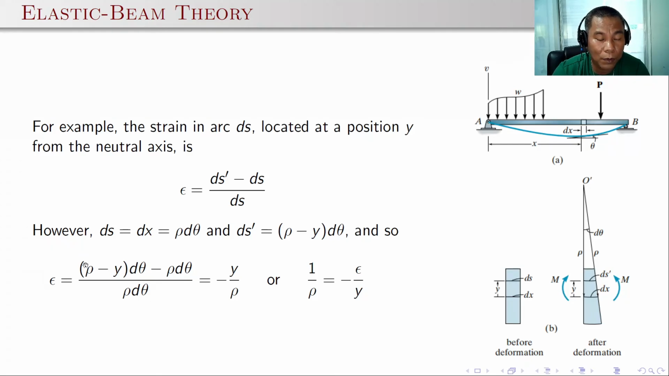If you have to redistribute or distribute this term, then rho d theta minus rho d theta will be cancelled. The remaining value should be minus y d theta. Minus y d theta over rho d theta will remain minus y over rho, because d theta will be cancelled. So that's why the epsilon here is equal to minus y over rho. Or if you have to interchange this one, 1 over rho is equal to epsilon over y.